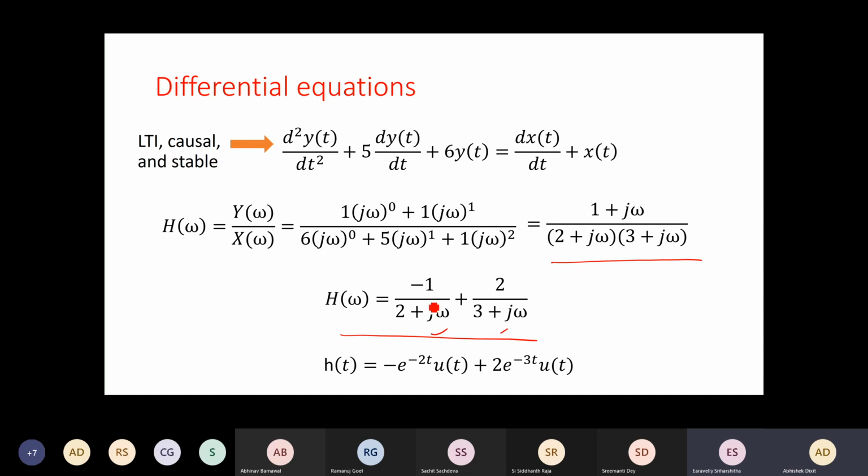So the inverse of 1 upon 2 plus j omega is what? e to the power minus 2t u(t). And the inverse of this part is e to the power minus 3t u(t). So with this approach, you can find the impulse response if the differential equation is given for a linear time invariant, causal and stable system.